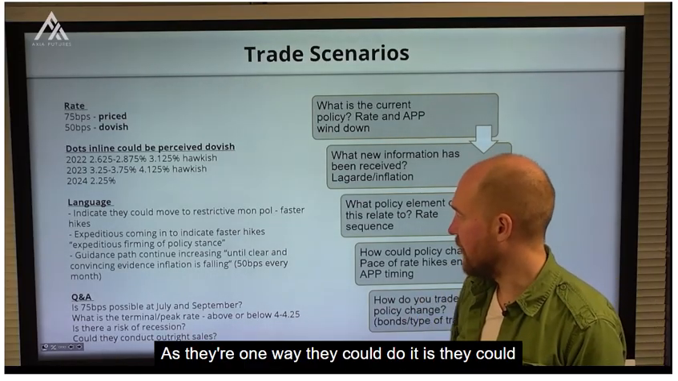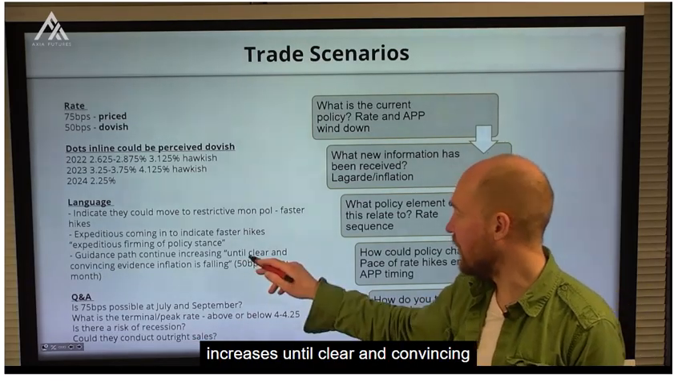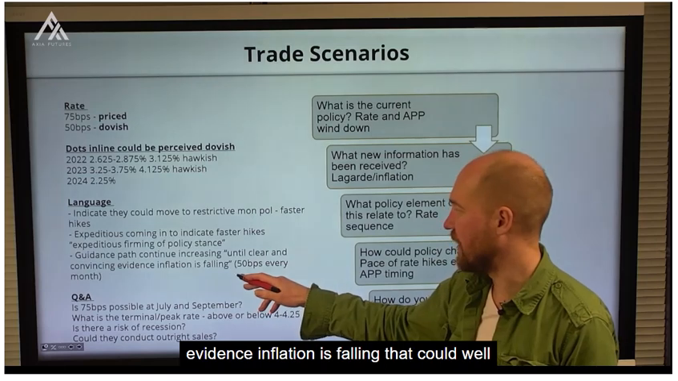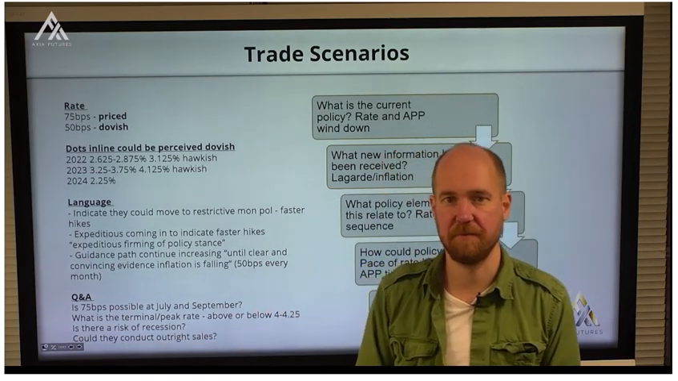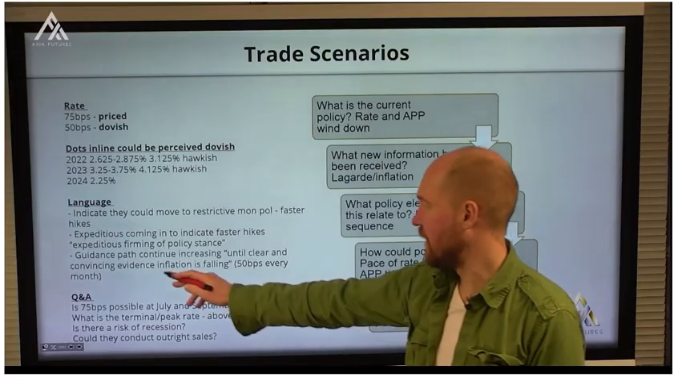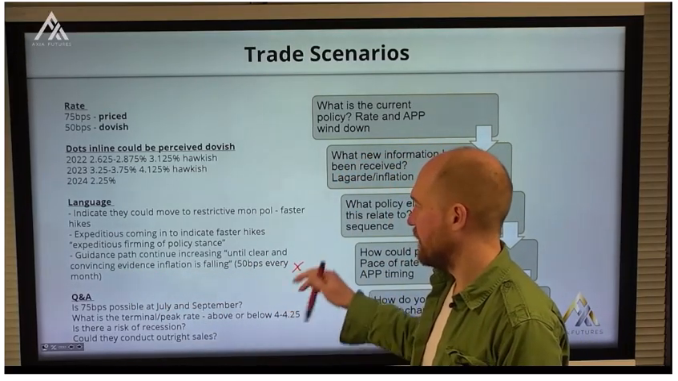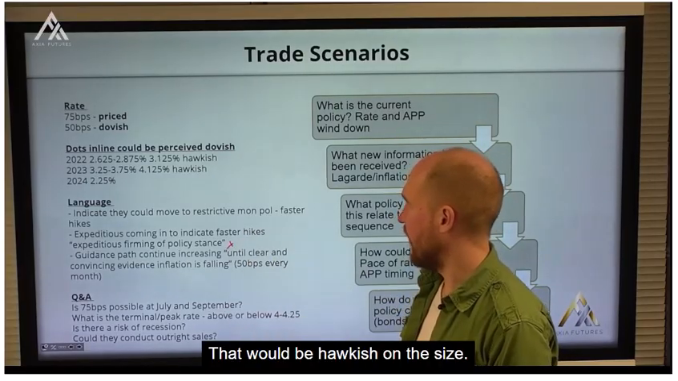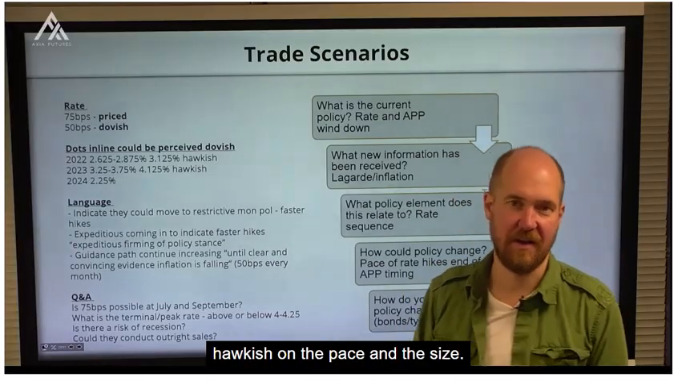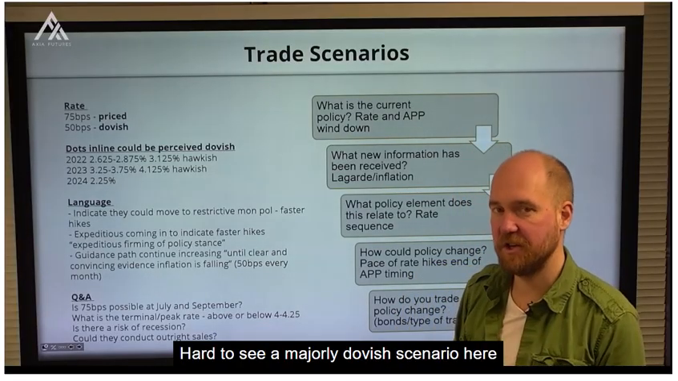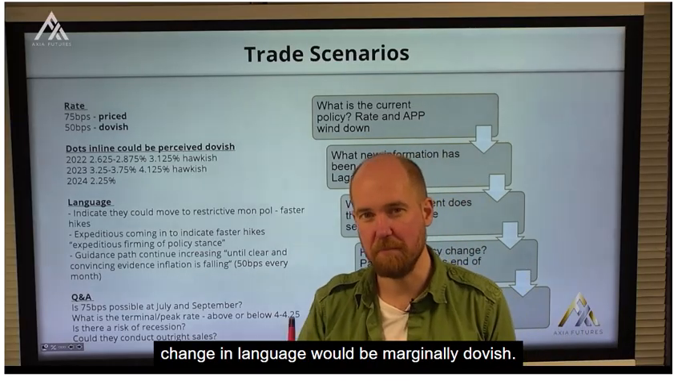And so one way they could do it is they could suggest that they will continue to raise rates, with ongoing increases until clear and convincing evidence inflation is falling. That could well be taken as 50 basis points every single month going forward until a certain point is reached. So that would be hawkish on the pace, hawkish on the size, and restrictive policy would be hawkish on the pace and the size. Hard to see a majorly dovish scenario here, bar them not changing at all. No change in language would be marginally dovish.